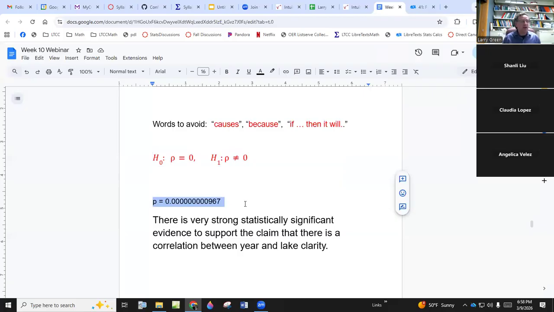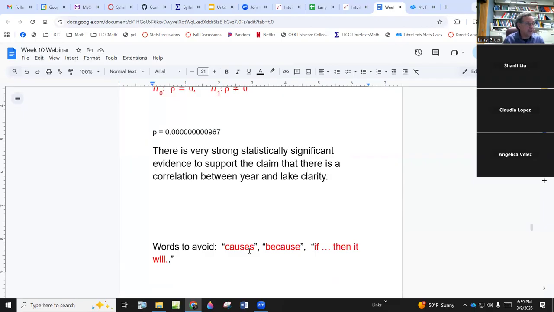There is very strong statistically significant evidence. You've seen those words before, but now it's very strong because it's a tiny, tiny p-value, to support the claim that there is a correlation between year and lake clarity. Does that mean that every year the lake clarity goes down? What do you think? No, it does not mean that. But on average, there is a tendency for the lake clarity to go down per year. Do you see that? So be careful.